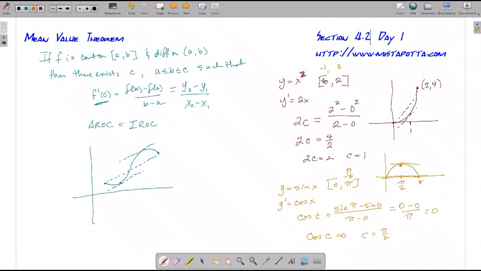Now, one point that I do want to make here is that we have to make sure that we satisfy these two conditions. First, that f has to be a continuous function on the closed interval, and it has to be differentiable at every point on the open interval. So what I want to do next is talk about what happens when one of those two conditions isn't met.